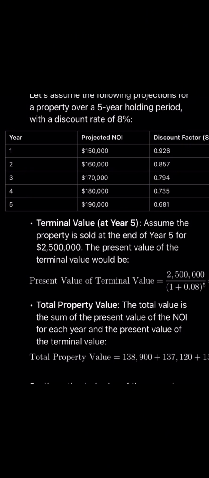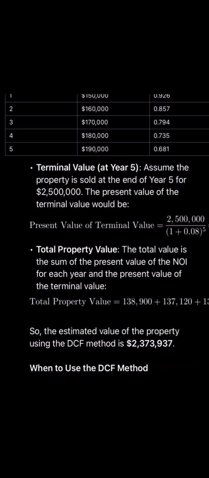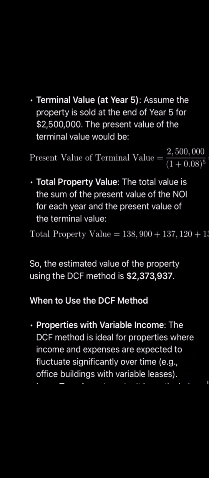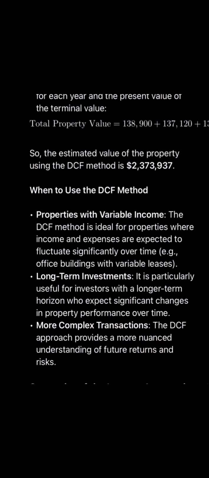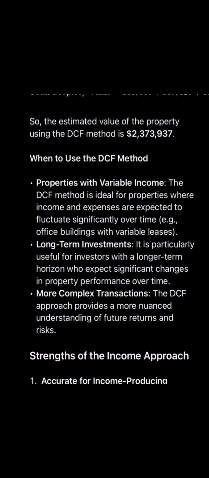Terminal value at year 5. Assume the property is sold at the end of year 5 for $2,500,000. The present value of the terminal value would be 2,500,000 / 1.08^5 = 1,701,247. Total property value. The total value is the sum of the present value of the NOI for each year and the present value of the terminal value: total property value = 138,900 + 137,120 + 134,980 + 132,300 + 129,390 + 1,701,247 = 2,373,937. So the estimated value of the property using the DCF method is $2,373,937.